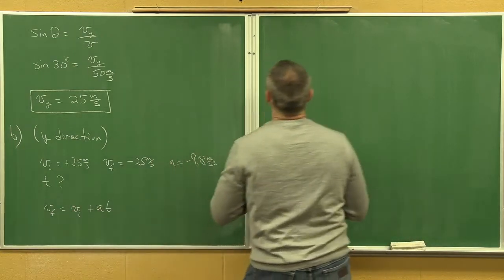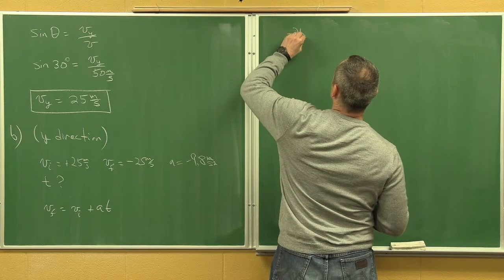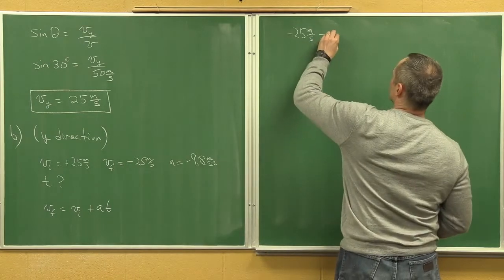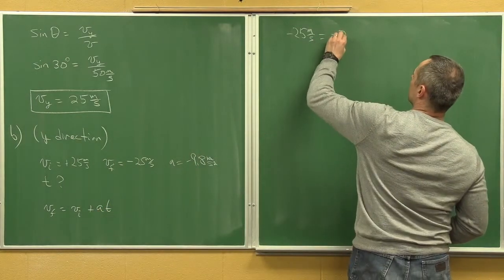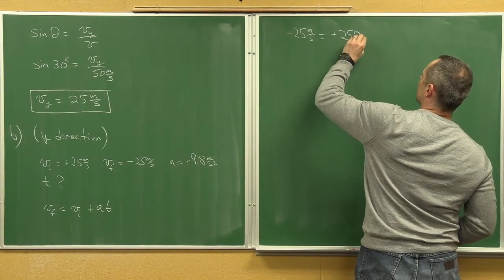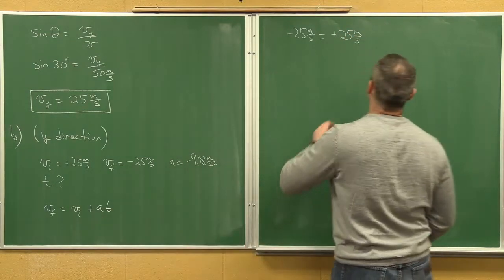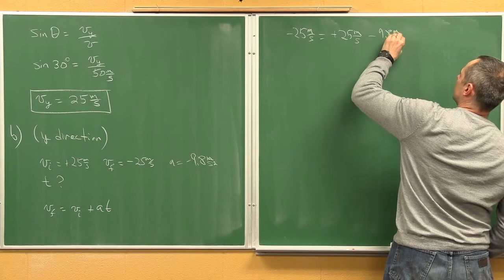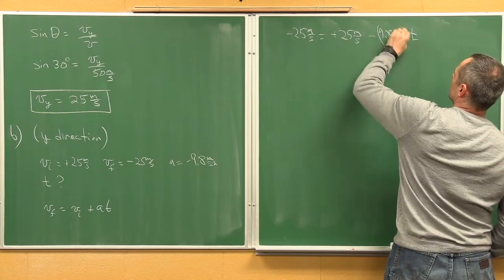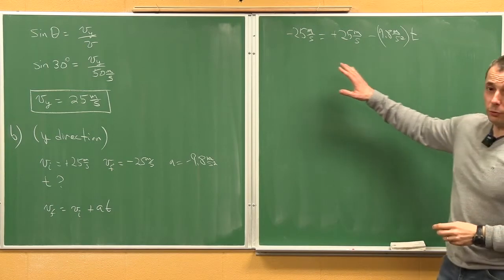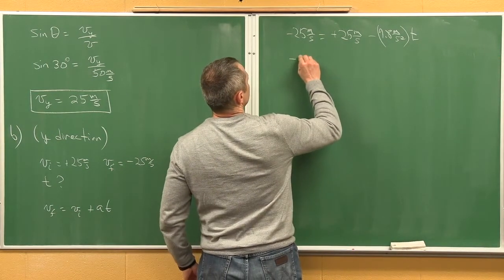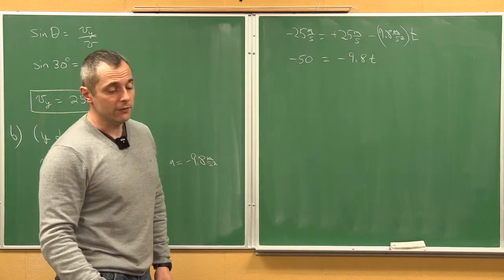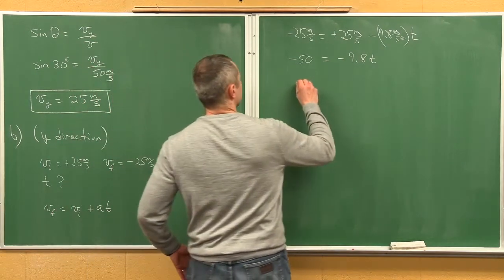The final is negative 25, and the initial is positive 25. So that goes over on this side of the formula, positive 25. And then the acceleration is negative 9.8. So rather than doing plus negative, I'll just do minus. And time is the variable. So I subtract 25 from both sides. That'll give me negative 50 on this side and negative 9.8 t on this side. Dividing both sides by negative 9.8 gives me approximately 5.1 seconds.